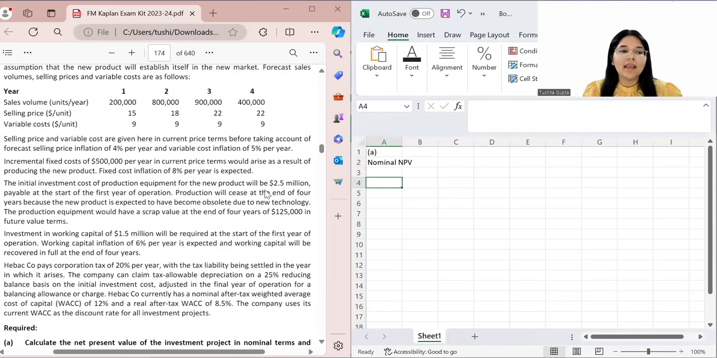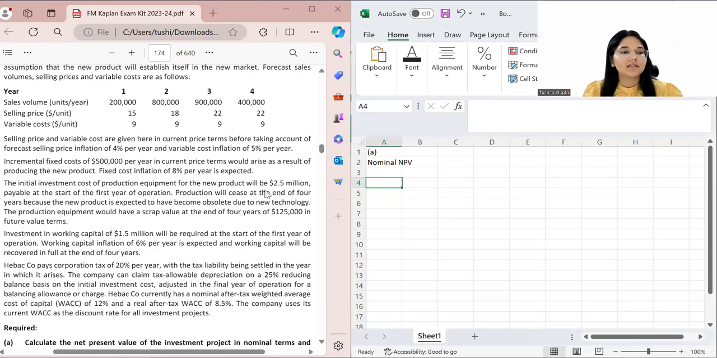Production will cease at the end of 4 years because the new product is expected to have become obsolete due to new technology. The production equipment would have a scrap value at the end of 4 years, in future value terms. Investment in working capital of $1.5 million will be required at the start of the first year of operation. Working capital inflation is also given, and the capital will be recovered in full after the end of 4 years.